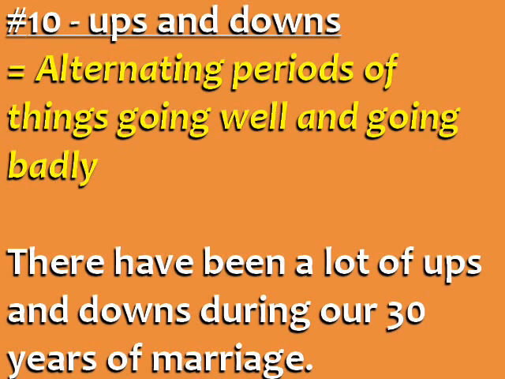Number 10. Ups and downs. Alternating periods of things going well and things going badly. There have been a lot of ups and downs during our 30 years of marriage.